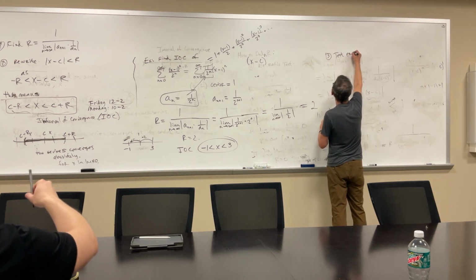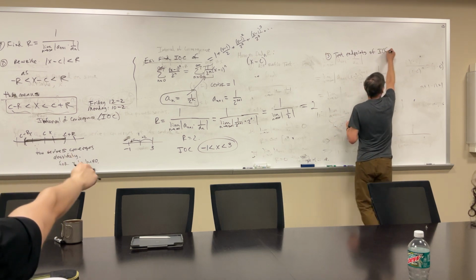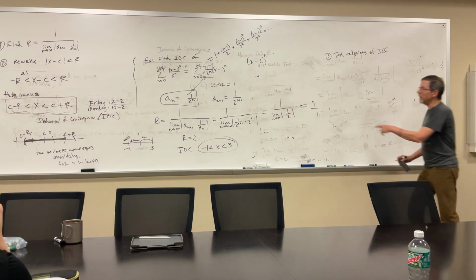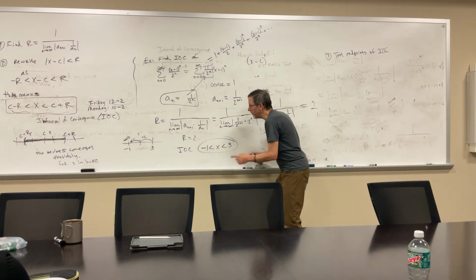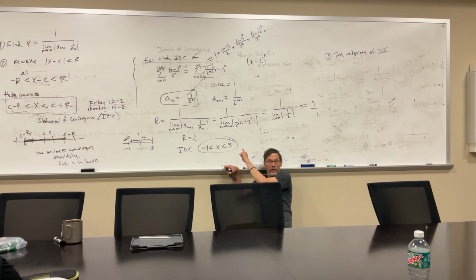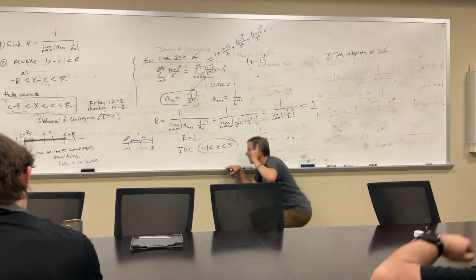Test the endpoints of the interval of convergence. That means I'm going to have to test, because sometimes it won't converge outside of this, but it might converge on the edge of this. So it might converge when x equals -1, and it might converge when x equals 3, but I've got to plug that in and look at it.